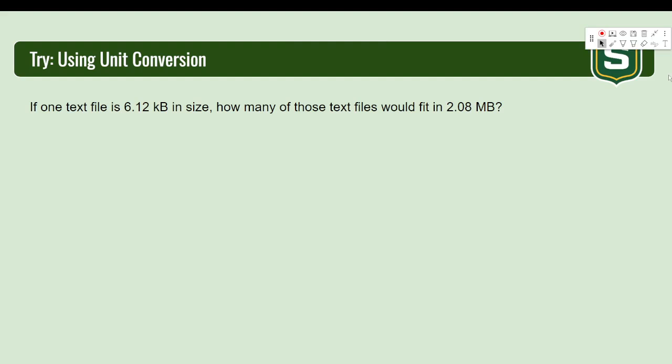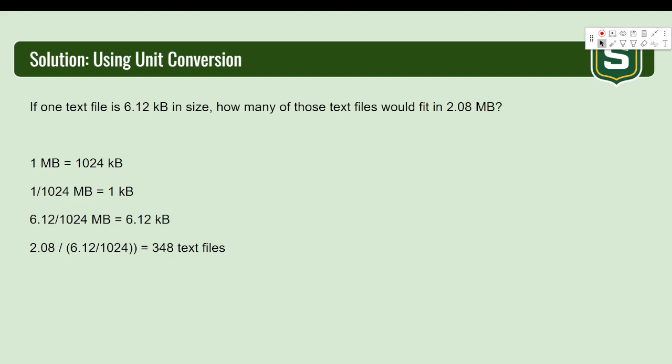Okay, so let's try this unit conversion. If one text file is 6.12 kilobytes, how many of those files could you fit in 2.08 megabytes? You can pause the video, work on your conversion, and then come back. Okay, so here you want to realize that you're going from kilobytes to megabytes, so you want to make sure you're using this conversion: 1 megabyte is 1024 kilobytes.